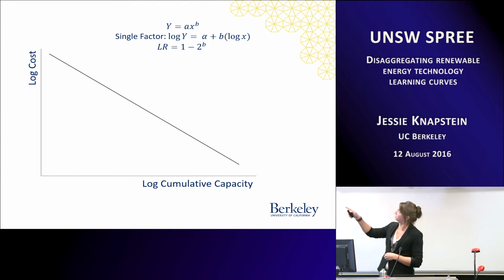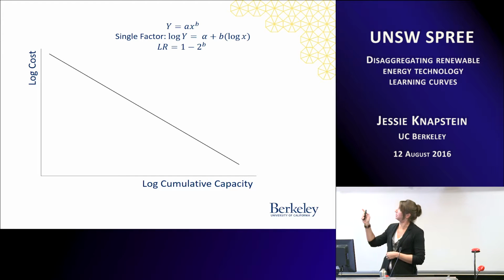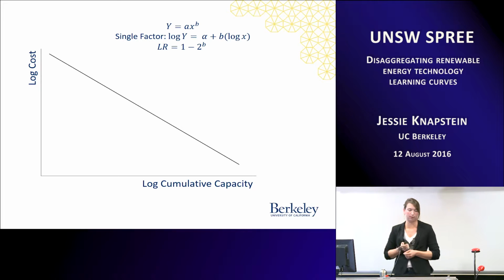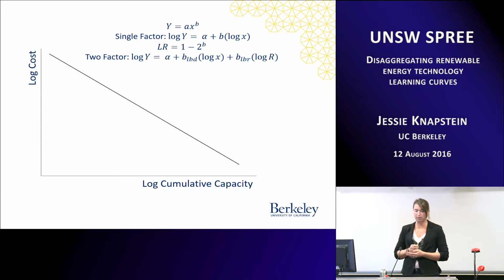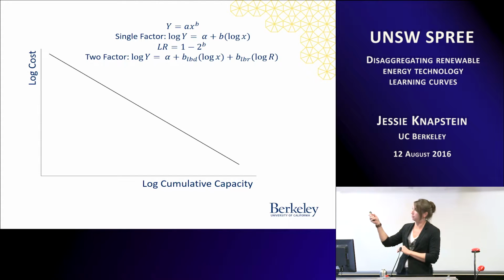Also the learning rate is just an easy way for the industry to designate over time how things change, and it's just with every doubling of capacity, what happens to the cost. So that's what that equation signifies. There is a better model that has been built that does a better job of projecting technology change and so costs and cumulative capacity over time, called the two-factor model, which factors in learning by doing, that's LBD, and learning by research.